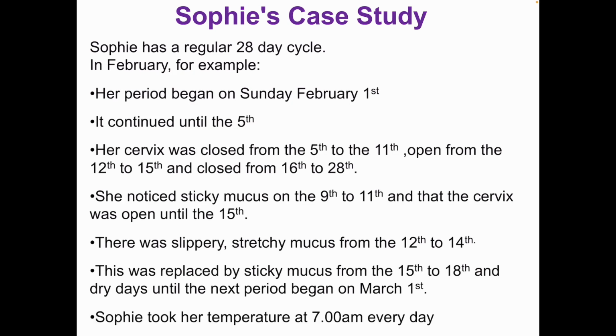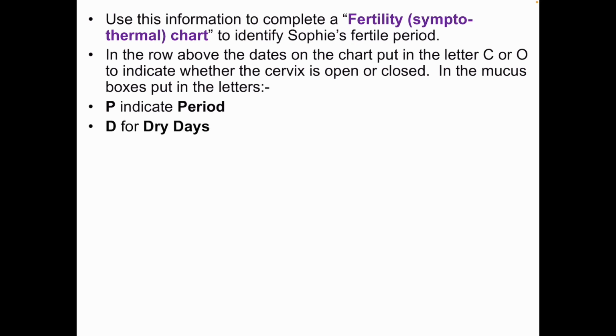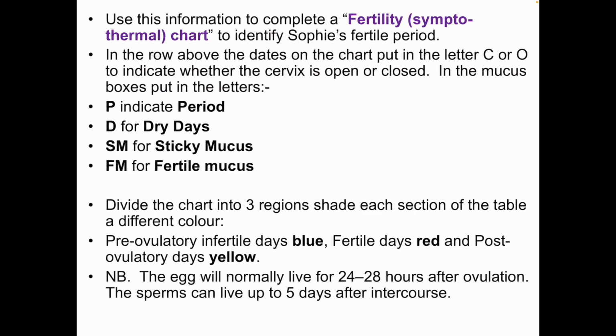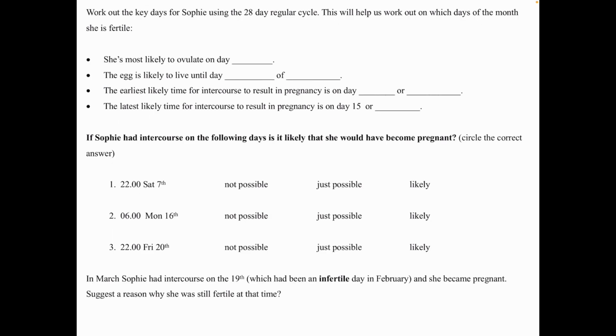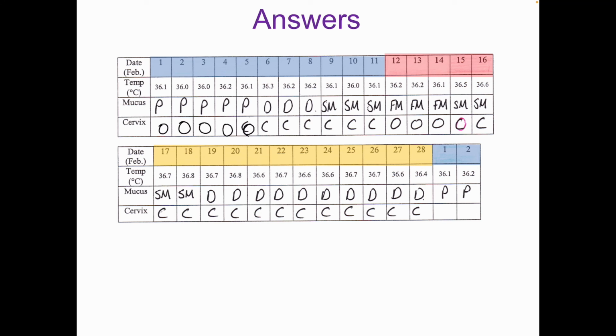Right. So you've got all of this information about Sophie, about the signs in her cervix and the mucus, okay, and the fact that she took her temperature at 7 AM every day, and we're making a chart to predict when Sophie's fertile period is. So, here we go. This is what we should have noticed.